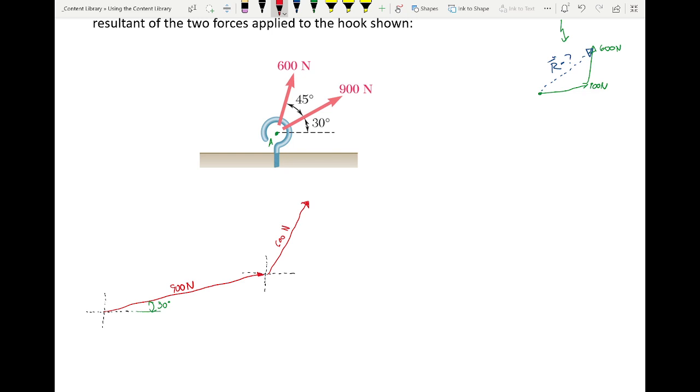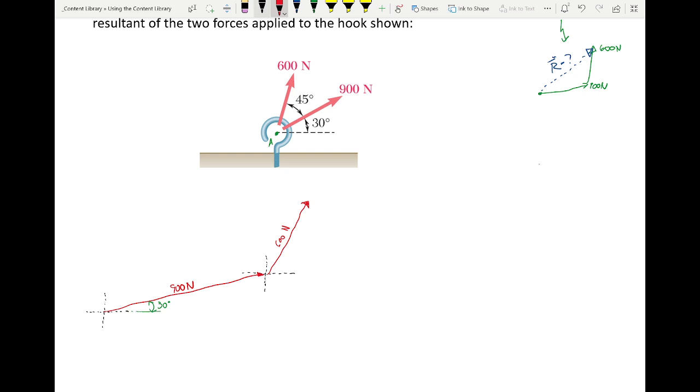A couple of points. See how long I drew the 900 newtons, and how kind of short I drew the 600? I'm trying to retain the scale. The 900 Newton vector I'm going to draw longer because it has a larger magnitude. It has more oomph to it, so I'm literally drawing it longer. The 600 Newton vector doesn't have as much force on it.